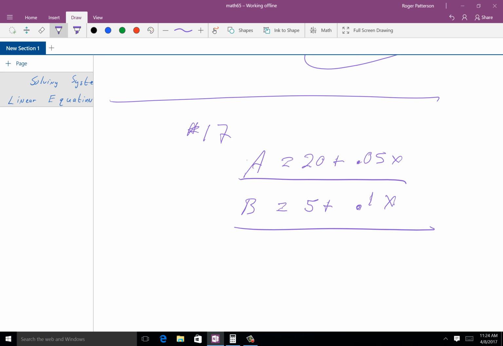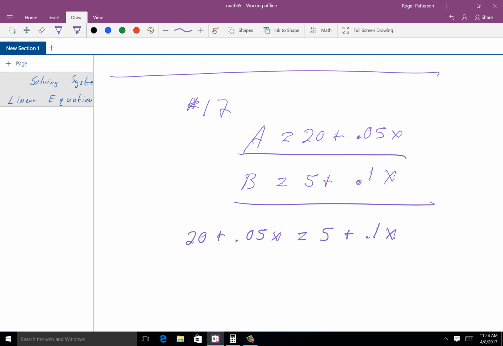So we go like this. We would go 20 plus 0.05x is equal to 5 plus 0.1x. Oh, now you like that way. People don't like the graph. I've showed you that Desmos. It's pretty slick. Okay, we'll do it this way. We're just going to set them equal to each other. And this really isn't a very good example of a system. But it kind of is, but mainly you can just do it this way.